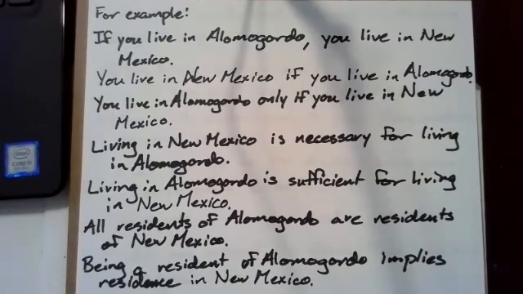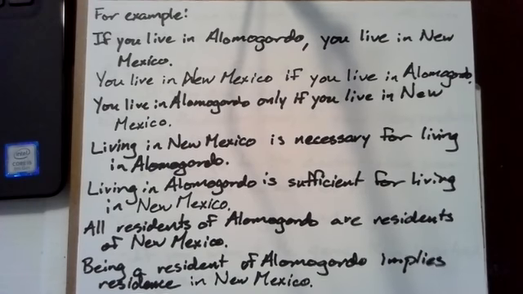Living in New Mexico is necessary for living in Alamogordo. This isn't a common way of saying it, but it's saying the same sort of thing. Living in Alamogordo is sufficient for living in New Mexico. All residents of Alamogordo are residents of New Mexico. That is that all P then Q form. And being a resident of Alamogordo implies residence in New Mexico.